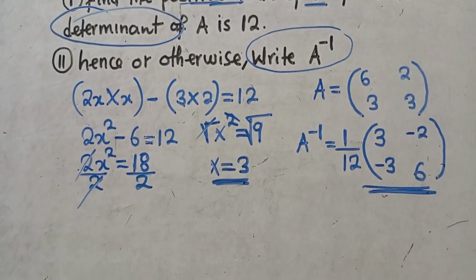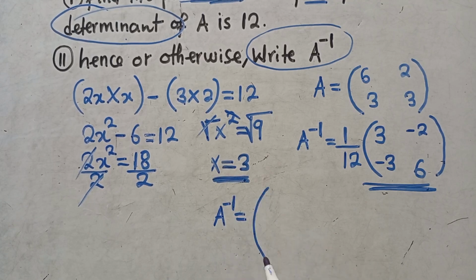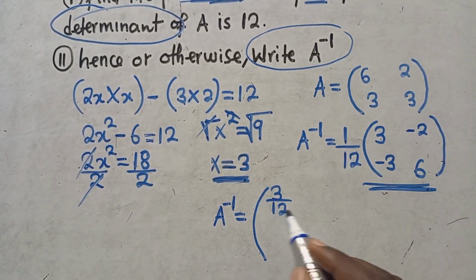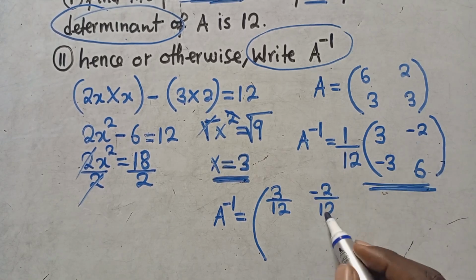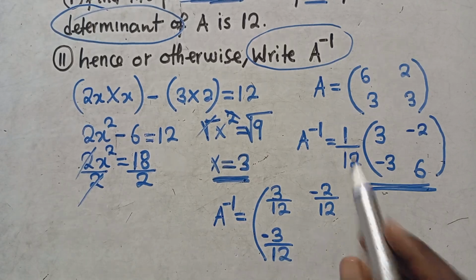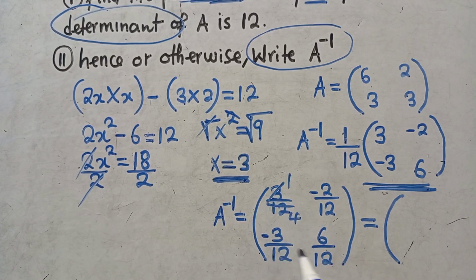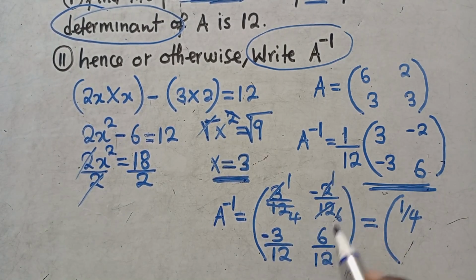You can further simplify this, where you remove the scalar and say A inverse is equal to 1 times 3, that is 3 over 12; 1 times negative 2, that is negative 2 over 12; 1 times negative 3, that is negative 3 over 12; 1 times 6, that is 6 over 12. Then finally, you've got an answer: 3 over 12 is 1 over 4. Negative 2 over 12 is negative 1 over 6.